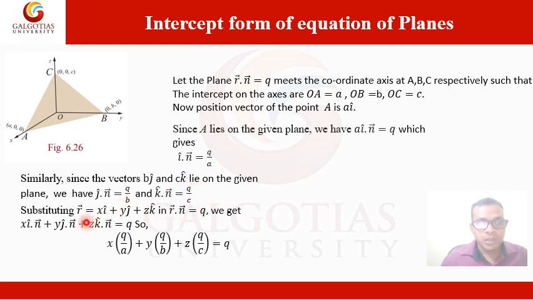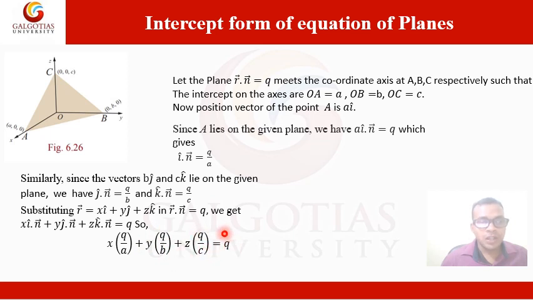So I can put in the value of the r vector. What is the r vector? r is x i cap plus y j cap plus z k cap. I can put in the values of x, i cap, j cap and k cap, and put all the values inside this part. So r dot n is going to be q, by the definition of the equation of a plane in vector form. So I have x times q by a plus y times q by b plus z times q by c equals q.